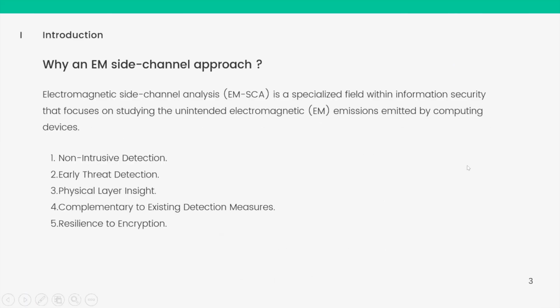First one is electromagnetic side channel analysis. So what is EMSCS? It is the domain where we study unintentional radiation emitted by computing devices. So it could be an Ethernet cable, a laptop, mobile phone, whatever it is. And the nice thing about this technique is that it's non-intrusive. So we are not getting into the network or the device at all. We are not harming it.